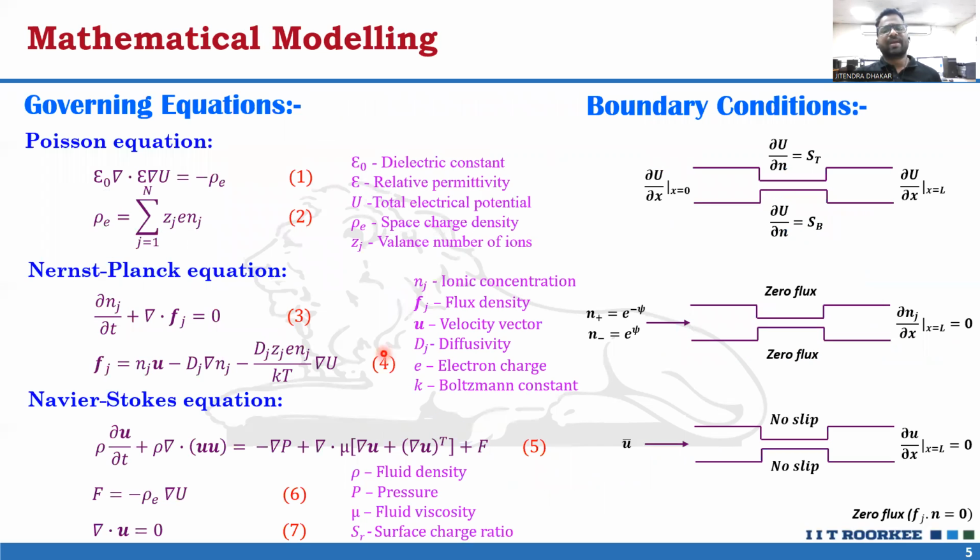Okay, so now comes the mathematical modeling. These are the governing equations. Equation 1 is the Poisson equation that relates the total electric potential to the net charge density. Equation 3 is the Nernst-Planck equation that describes the conservation of each ion species. Equation 5 is the Navier-Stokes equation, that is the conservation of momentum equation, and equation 7 is the continuity equation. The term F is the extra electrical body force term that is expressed in equation 6. The boundary conditions for these governing equations are shown here.